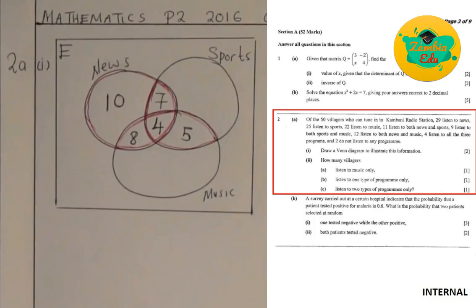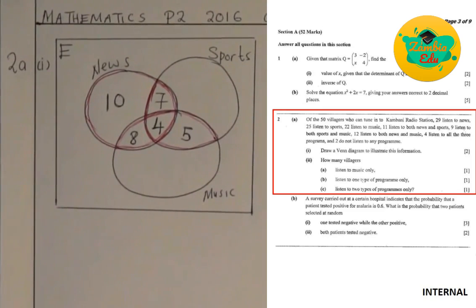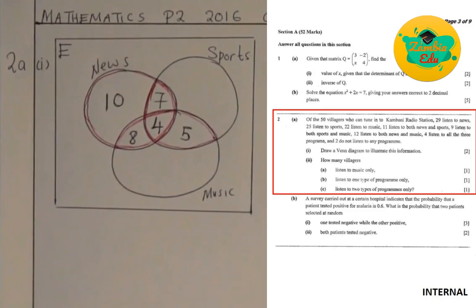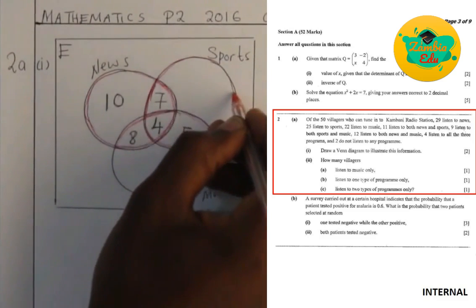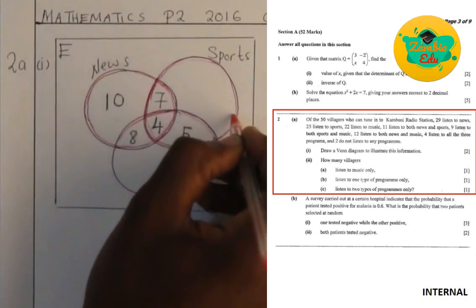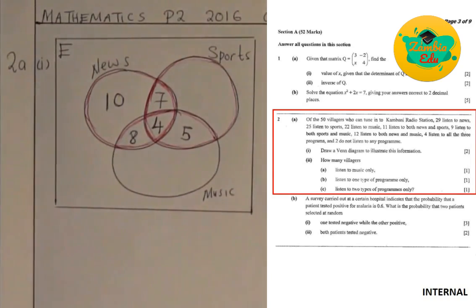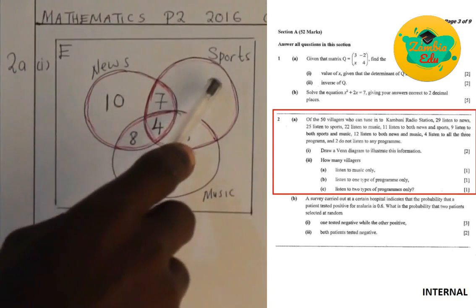What was the total number of people that listened to sports? We have been told that 25 people listened to sports, and sports is represented by this whole entire circle. This entire circle here represents all those that listened to sports. It was 25 in total. So what was the number of people that are supposed to be in there?